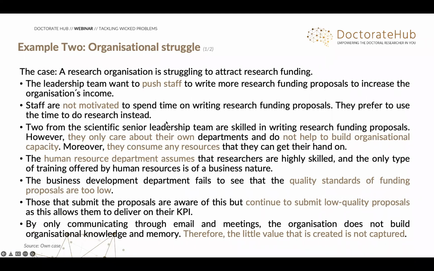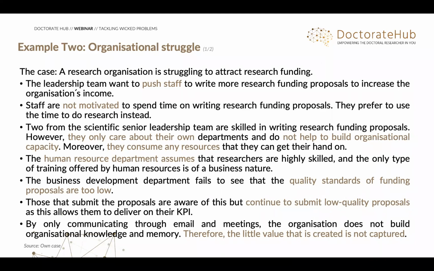Let's look into another potentially wicked problem. This is a situation I experienced in a work environment some years ago, in a research organization that was struggling to attract research funding. The situation goes like this. The leadership team wants to push staff to write more research funding proposals to increase the organization's income, which as a leader is a clear ambition and objective. The staff, on the other hand, are not motivated to spend time on writing research funding proposals. They prefer to use the time to do research instead. Obviously, if you're a researcher, this is what you like. Now, two from the scientific senior leadership team are skilled in writing research funding proposals, so they potentially could bring in money.